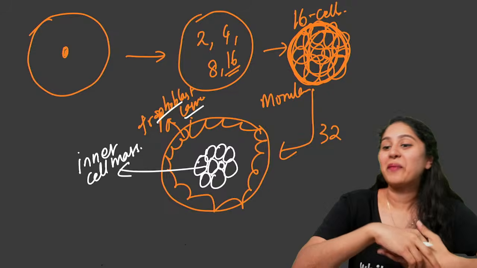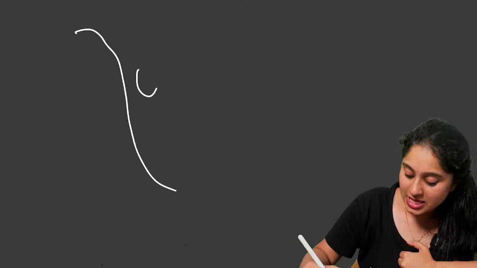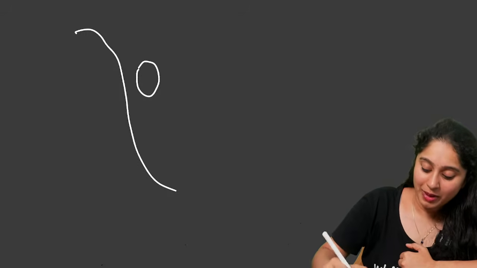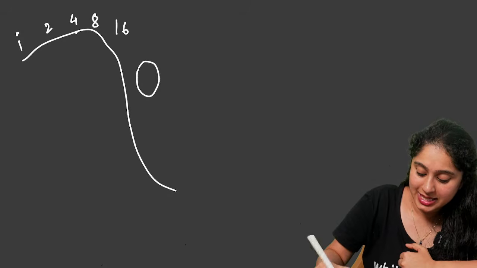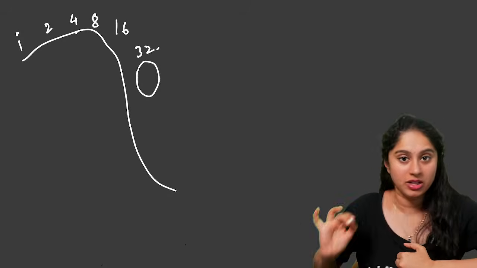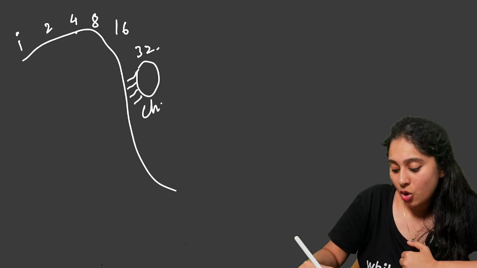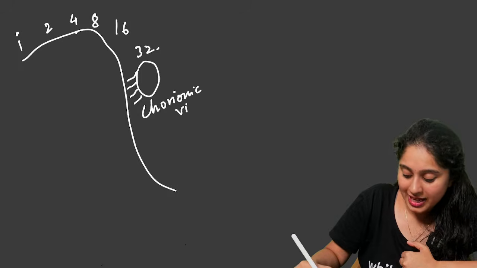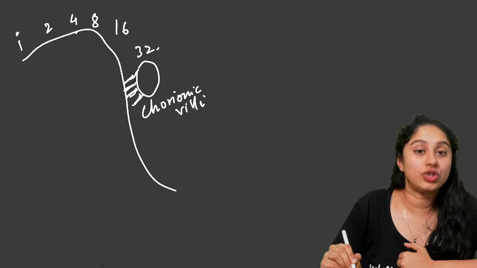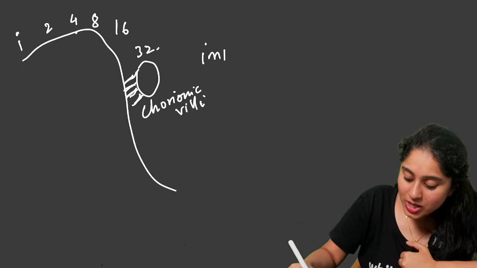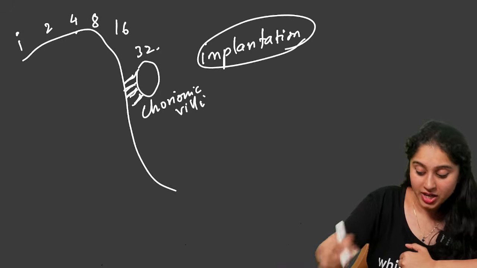Okay, right. So what happens is, in the uterus, when this blastula has come, by the time it is getting fertilized, it will become 1, 2, 4, 8, 16, 32 cell stage. It's already come here. Now this will develop a structure known as the chorionic villi, and it will go and implant itself into the uterus.